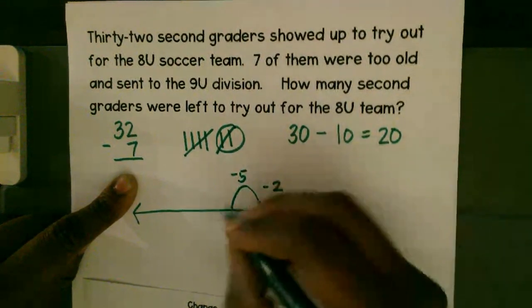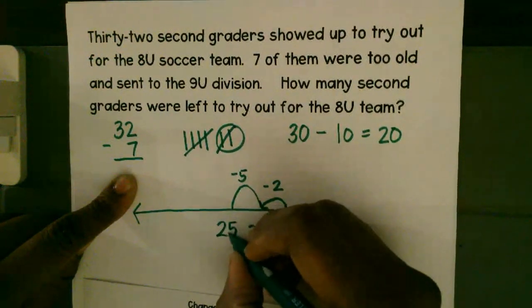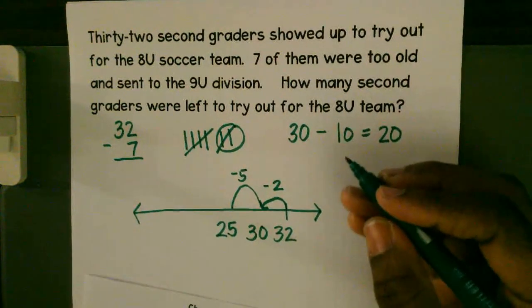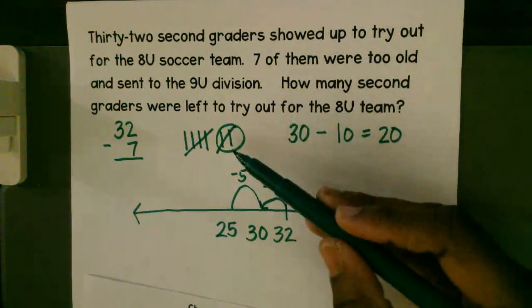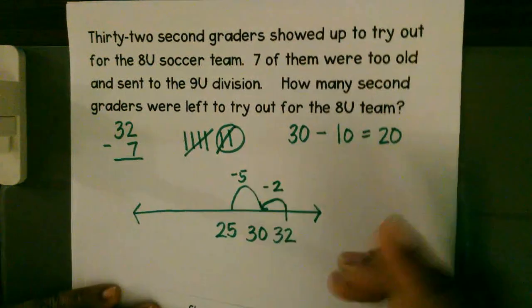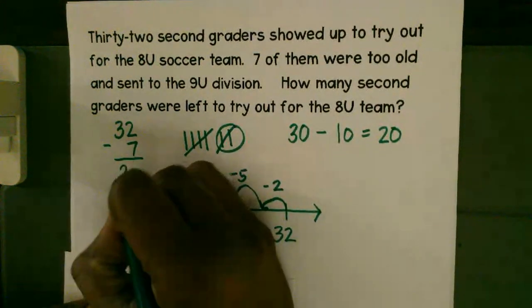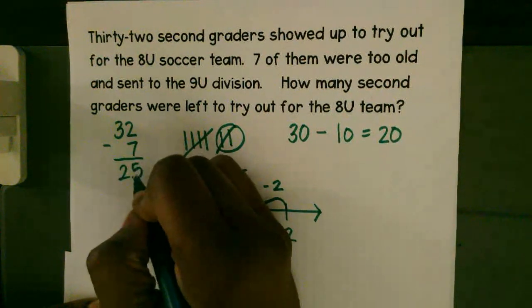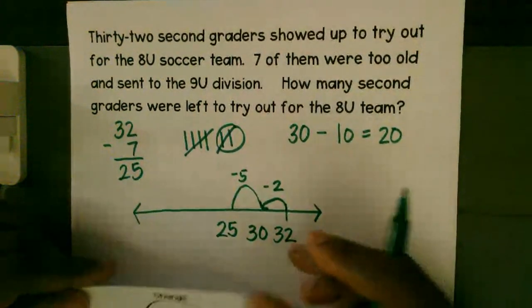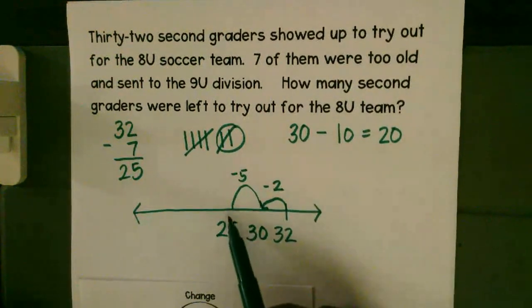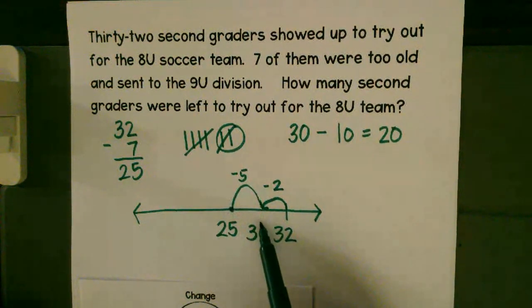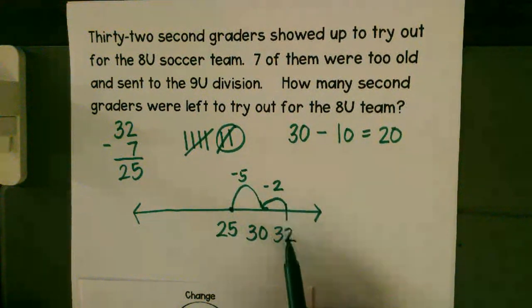So 30 minus 5 is 25, which means there were 25 second graders left to try out for the 8U team. So 32 minus 7 gives me 25. And I can check my work with the inverse relationship. I could do 25 plus 5 to get 30, and 30 plus 2 to get 32.